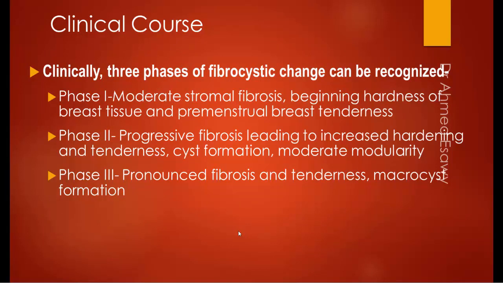Clinically, three phases of fibrocystic change can be recognized in the clinical course. Phase 1: moderate stromal fibrosis, beginning hardness of breast tissue and premenstrual breast tenderness. Phase 2: progressive fibrosis, leading to increased hardening and tenderness, cyst formation, moderate nodularity. Phase 3: pronounced fibrosis and tenderness, macrocyst formation.